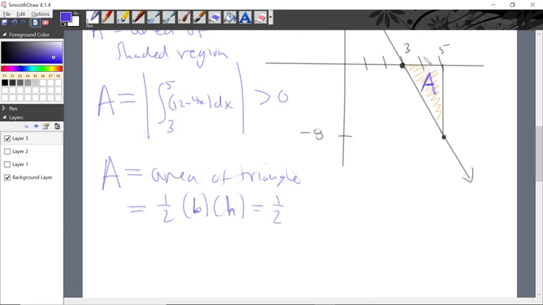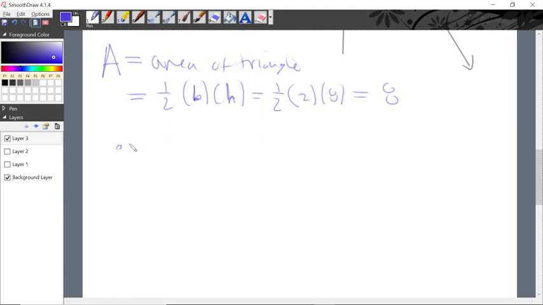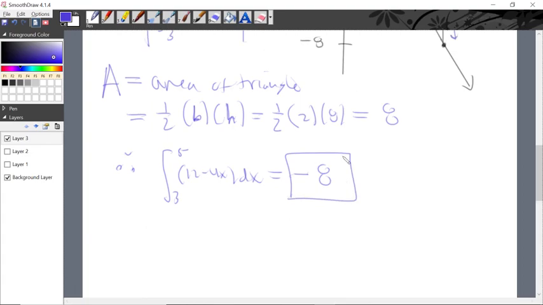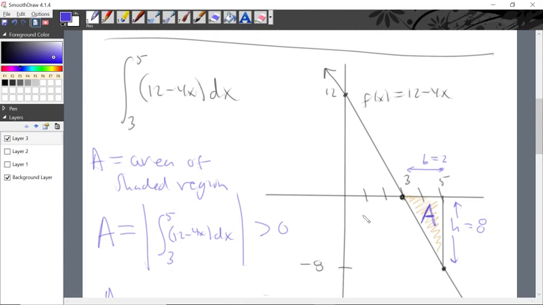Using our picture here, what's the base and what's the height? Let's see, this right here is the base, it looks like it's 2, and this is the height of our triangle. This is 0, this is negative 8, so it looks like the height is 8. So the area of our triangle is 1/2 times 2 times 8. Multiply that out, we get 8. The area of that triangle is 8. Therefore, the integral from 3 to 5 of 12 minus 4x dx is negative 8. The negative because it is below the x-axis entirely, and the 8 because that is the actual area of that region.